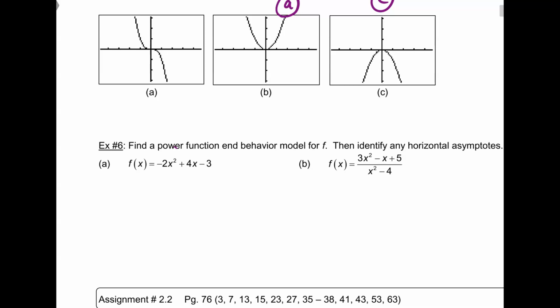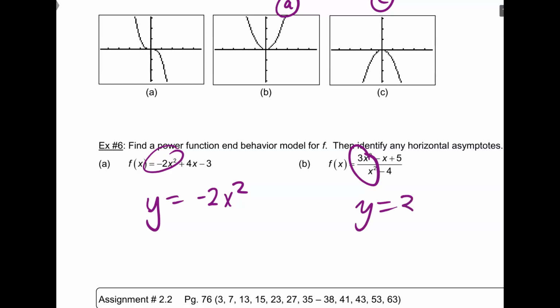And lastly, it's just figuring out what the graph's end behavior would be. We see that on this one there's no horizontal asymptote, and on this one the horizontal asymptote is at y equals 3.